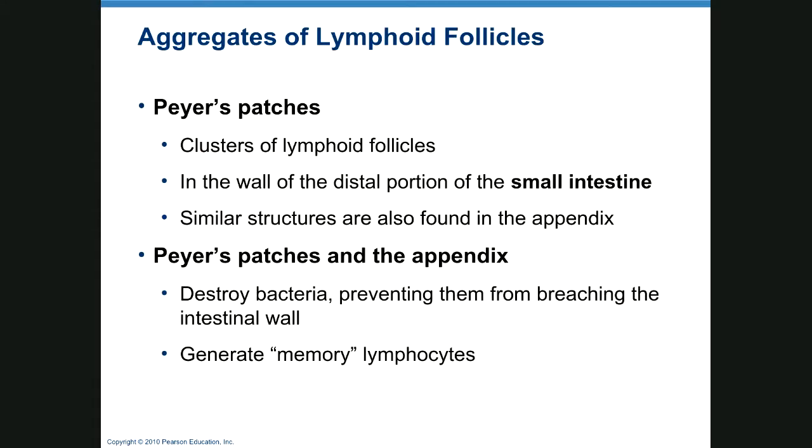Okay, aggregates of lymphatic follicles, Peyer's patches, are little small follicles in the walls of the small intestines, and a lot of these are in the appendix. So the appendix actually does have some use. It's part of your immune system. Peyer's patches in the appendix are thought to generate memory lymphocytes. So if you have germs they've seen before, then they know them next time and can have a better response.